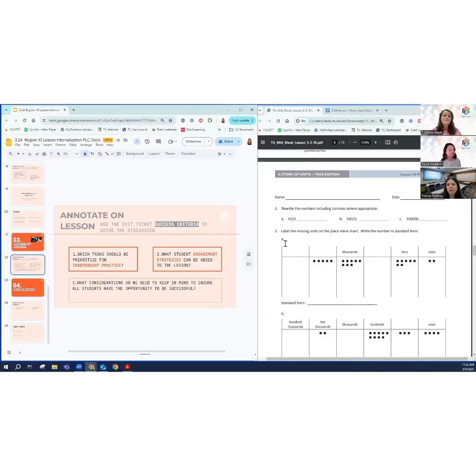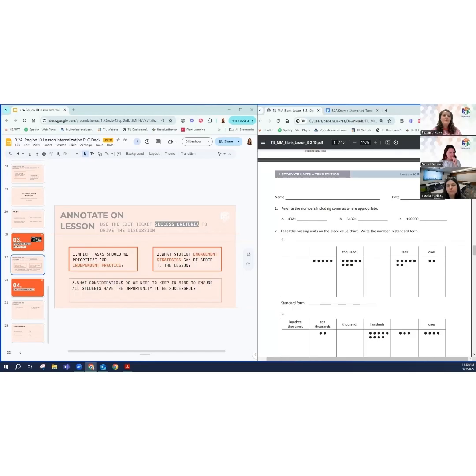I like how it has them practice with a number that has 0 in one of the places, like as a place value holder. It also asks for standard form, and it gets students to practice labeling the place value chart. Yeah, absolutely. That hits a lot of our success criteria. So, what misconceptions do you anticipate students may struggle with 2A?